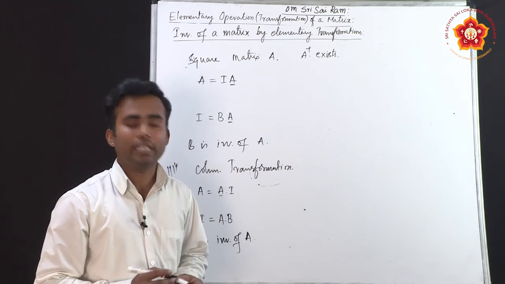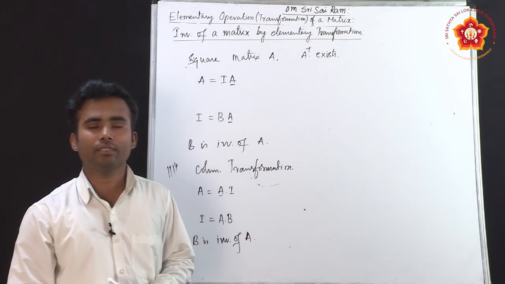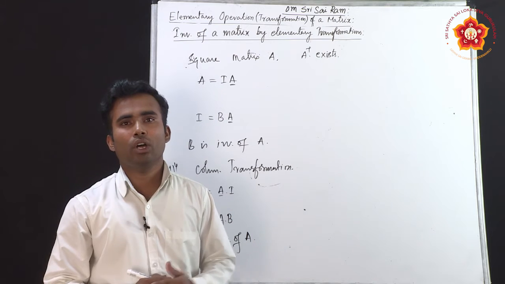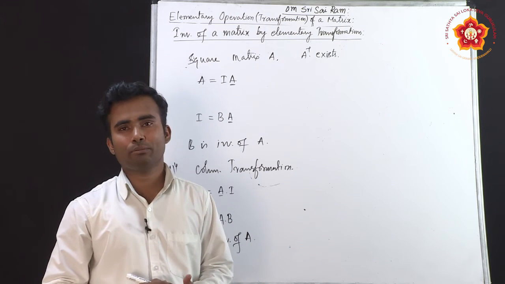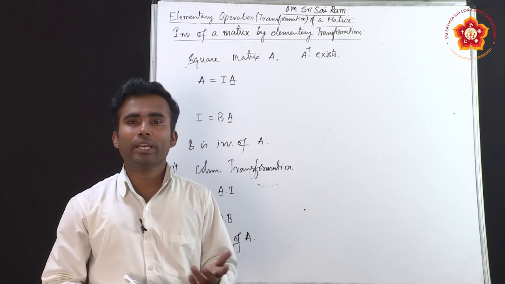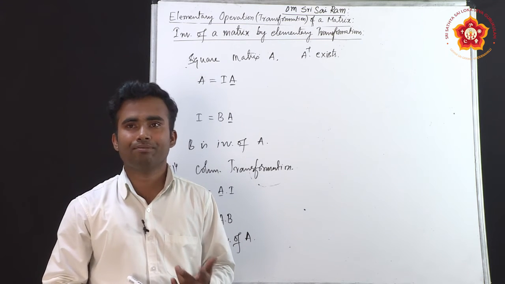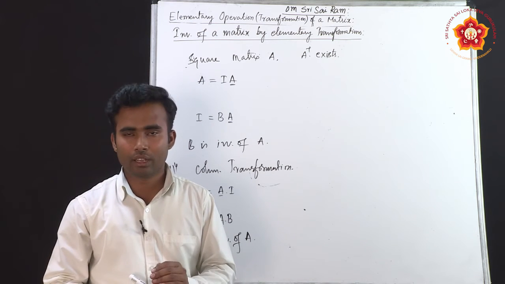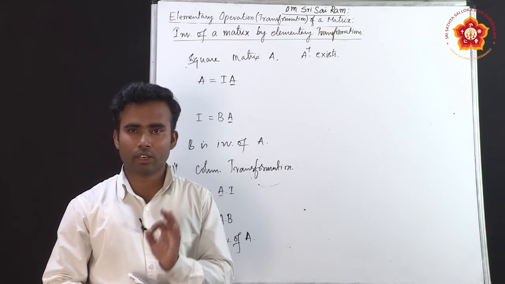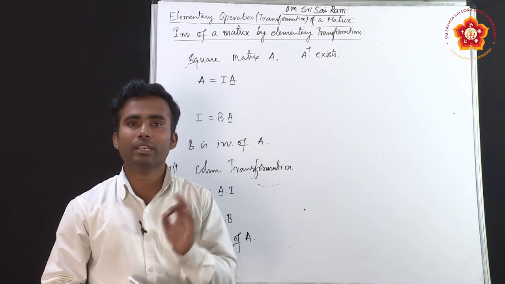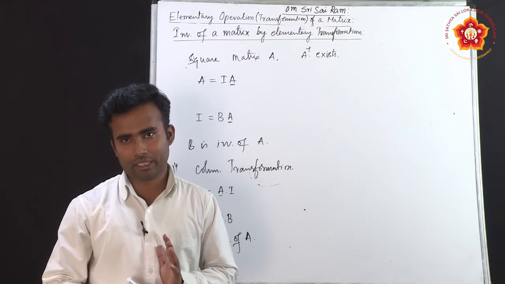And one more important thing here: suppose when you are applying a sequence of row transformations or column transformations to a particular square matrix, after applying one or two elementary row or column operations, if you get all zeros in a particular row or column, then the inverse does not exist for such a square matrix.